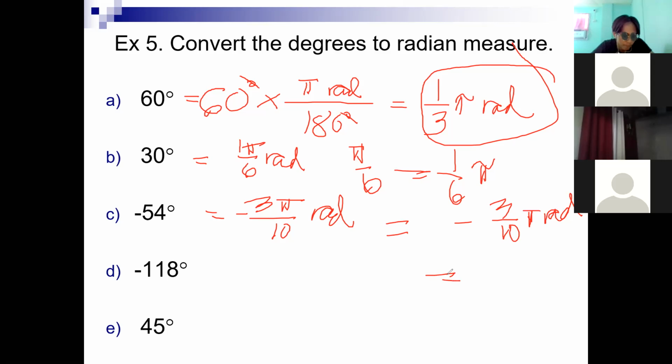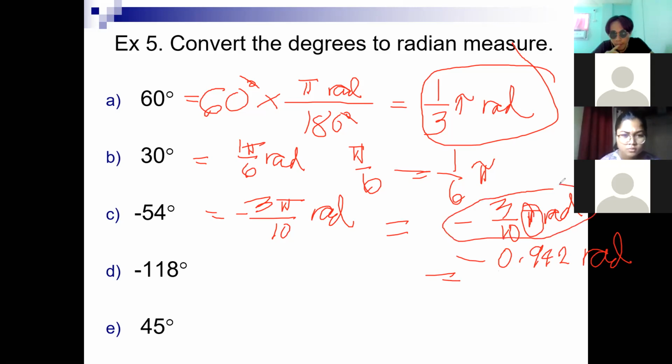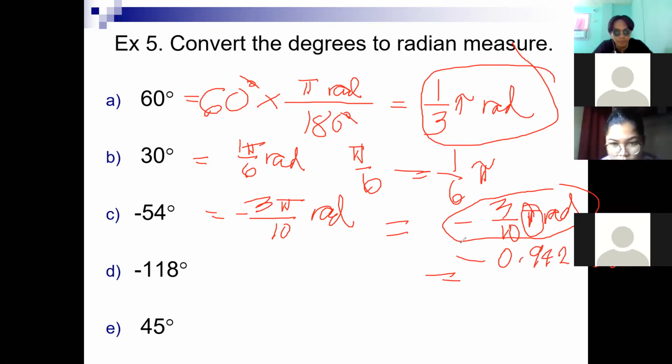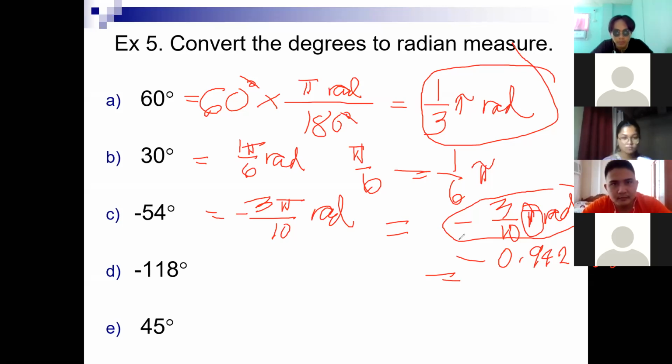By the way, if you wish to have it in decimal, multiply 3 over 10 by 3.14. If you multiply it by 3.14, you'll get negative 0.942 radian. There is no pi anymore because you now converted the pi to 3.14. But to be safe, we'll go with this answer, unless the question states for you to give a radian measure without pi.